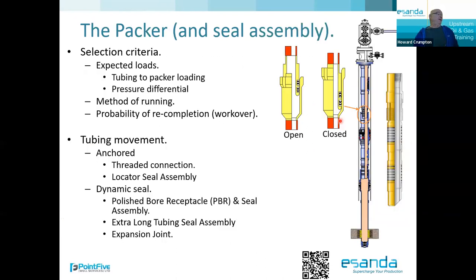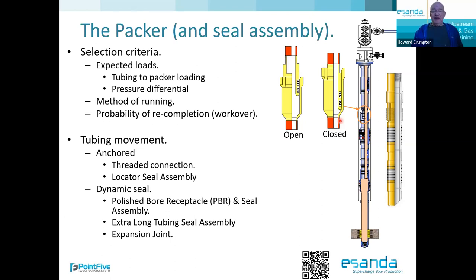In terms of selecting packers, my main selection criteria is going to be the load retention capability. As the well undergoes temperature and pressure changes induced by production, the tubing is going to go into tension, it's going to go into compression, and that load is being transferred onto the packer. So my packer needs to be able to withstand that axial tension and compression. It also needs to be able to withstand any pressure differential between the reservoir and the pressure in my annulus. And pressure differential can be from above, it can be from below, depending on what's happening in the annulus.